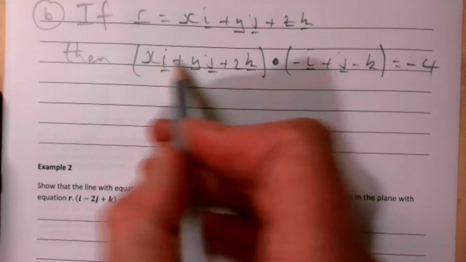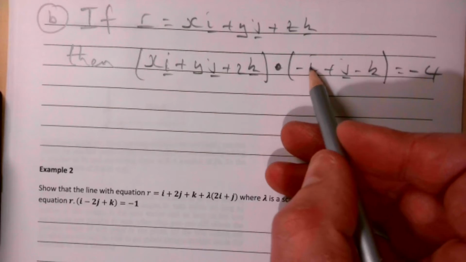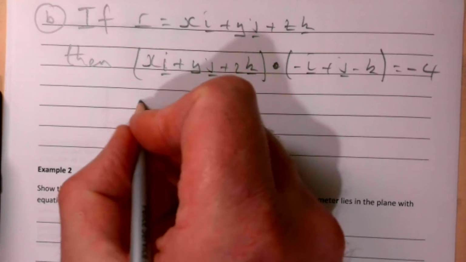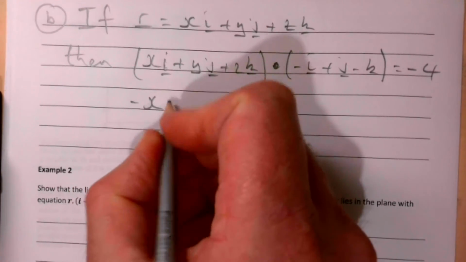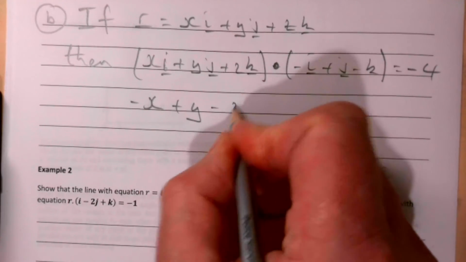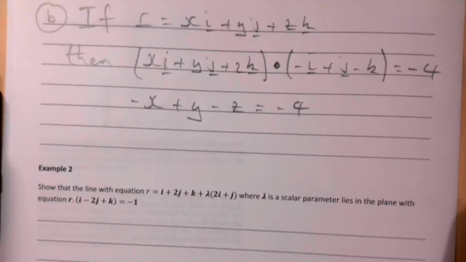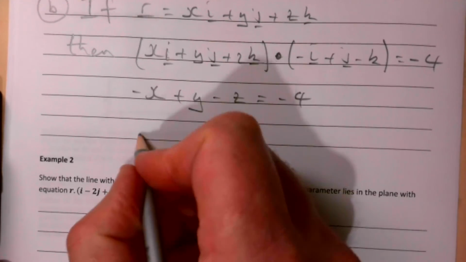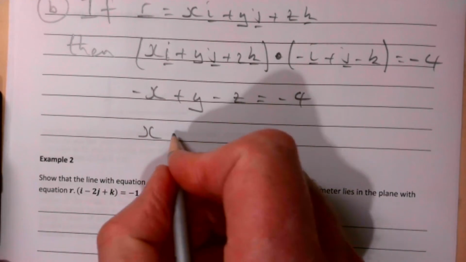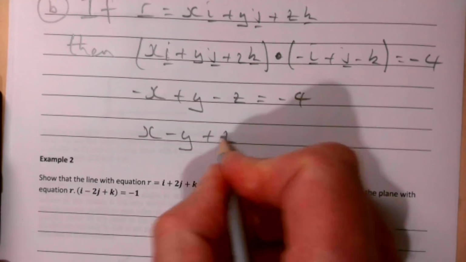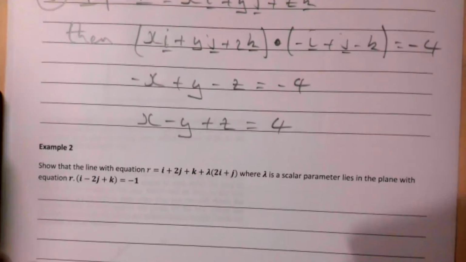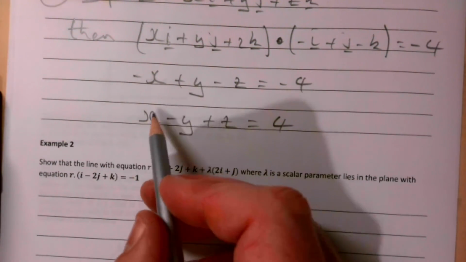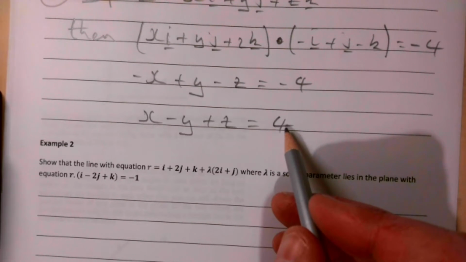And there then is your minus 4. So if we do the dot product of those, I minus I, that is going to give us minus x plus y minus z equals minus 4. And I would rearrange that. I'd take everything over to this side, just to get rid of more minuses. x minus y plus z equals 4. And that then is Cartesian form of an equation of a plane.